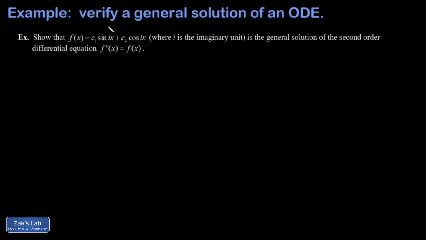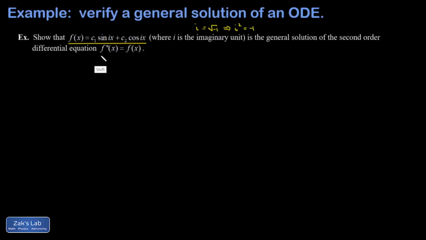In this video, we're asked to verify a general solution of a second-order differential equation. And the proposed general solution here is this one. It's a linear combination of sine of ix and cosine of ix, where i is the imaginary unit. In other words, i is the square root of -1. In other words, if I square i, I get -1.